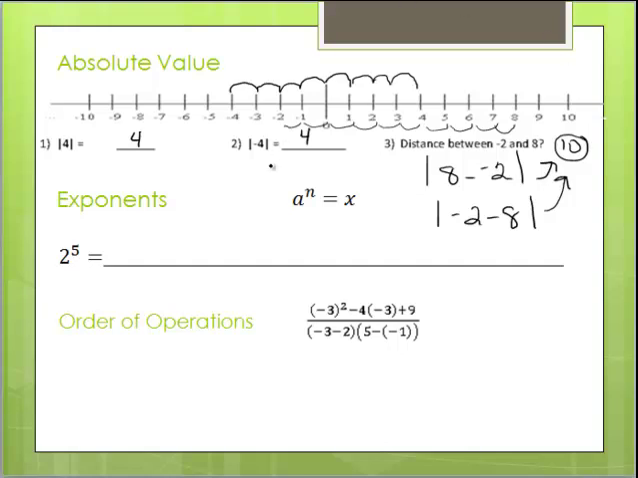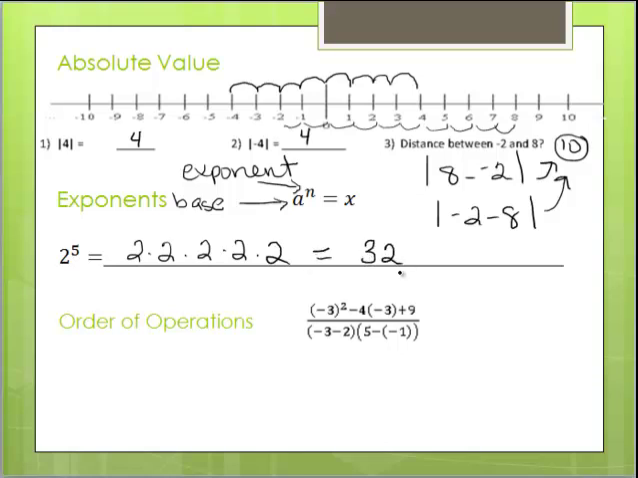So now let's talk about exponents. In exponents, remember the big number is called the base, and the little number is called the exponent. The little number, the exponent, tells you how many times to multiply the base times itself. So 2 to the 5th would be 2 times itself 5 times. And if you were to multiply that out, you would get 32.